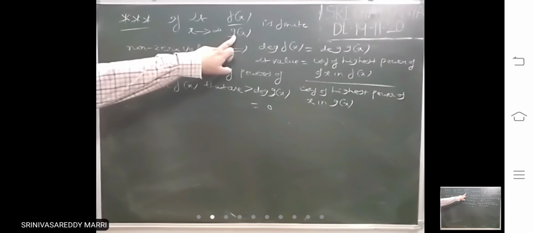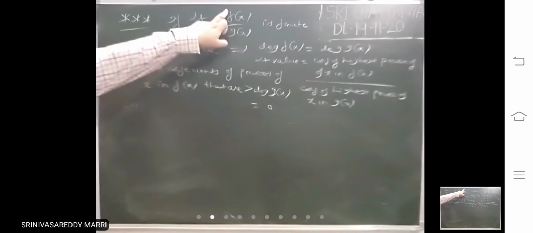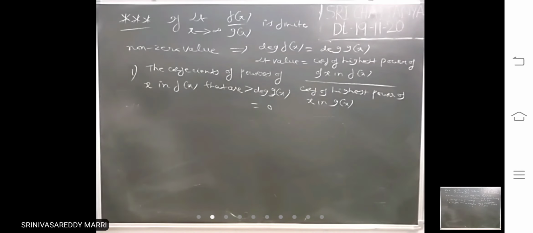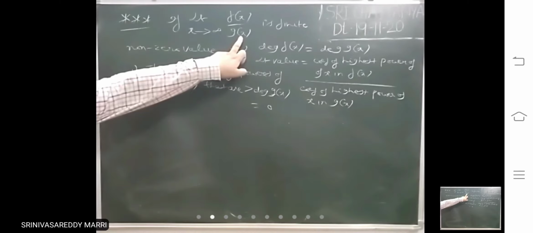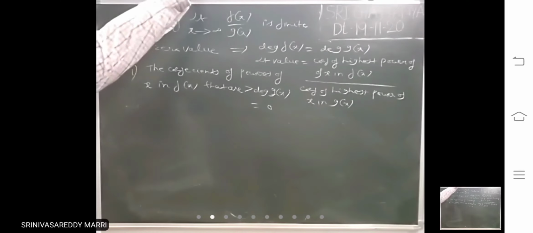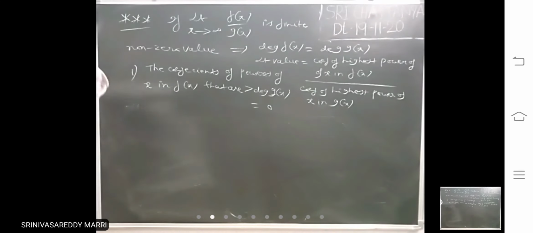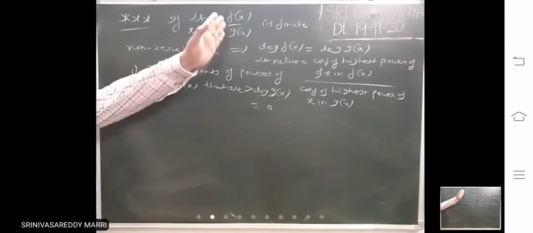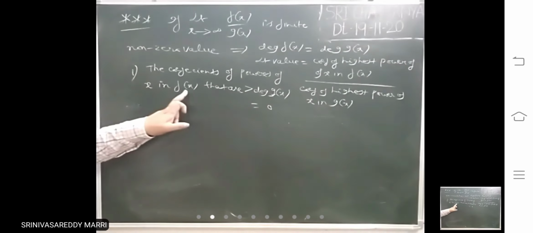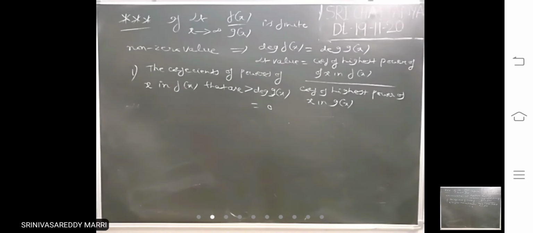Suppose look at this: this is x power 4 and the above is x power 6. Then you won't get a finite limit. That means if the degree of g of x is x power 4, the powers above it are x power 5, x power 6. We will make those coefficients 0, because if they are there, the limit will not be finite. The coefficients of powers of x in f of x that are greater than the degree of g of x are 0. That we will do.